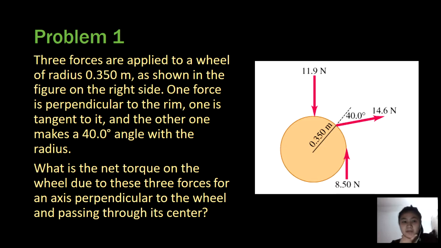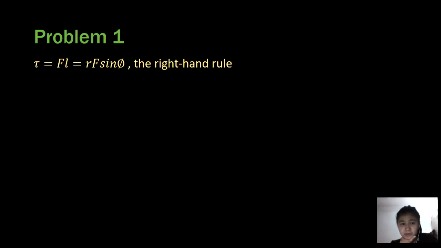Given these values, we will use the formula for torque. Torque is equal to force times the length or radius of the wheel. But since it's angled, we have to use radius times force times sine phi, and this is based on the right hand rule. For the 11.9 newton force, the first one, we have zero radius because the force is perpendicular to the wheel, to the position of the wheel, or the rotation of the wheel.